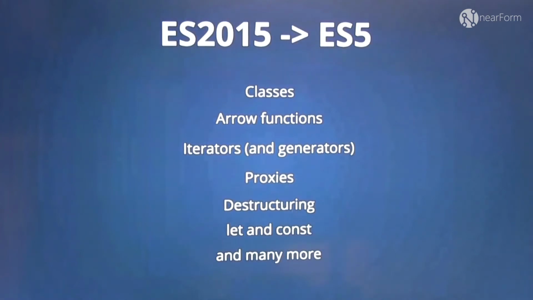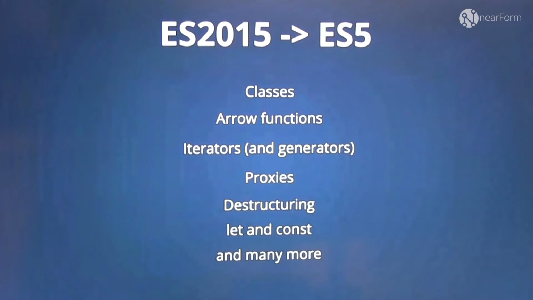Starting from the first part, going through ES 2015 to ES5, we have a list of the most important features that were added, at least for me. The first one, classes. You have arrow functions now, iterators, and also generators, proxies, destructuring, let and const, which give you block scoping, and many more.